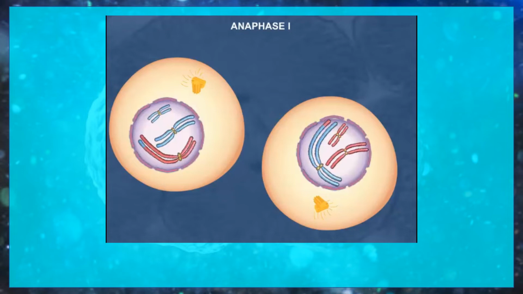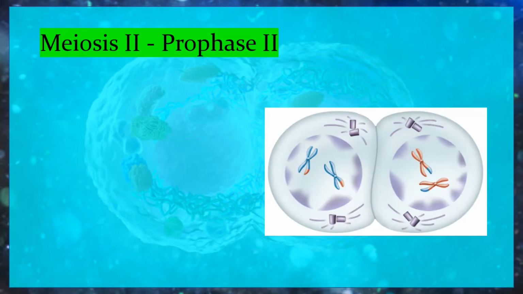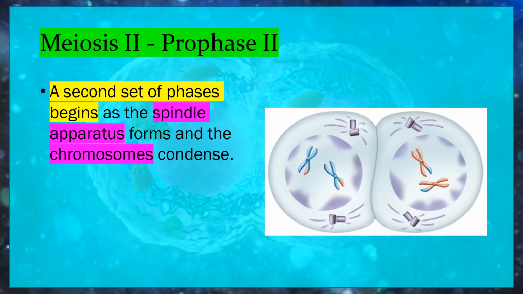This completes meiosis 1, and after a period of interkinesis, the 2 daughter cells start the second cell division cycle called meiosis 2. Meiosis 1 is done, and now we're on to prophase 2. A second set of phases begins as the spindle apparatus forms and the chromosomes once again condense.